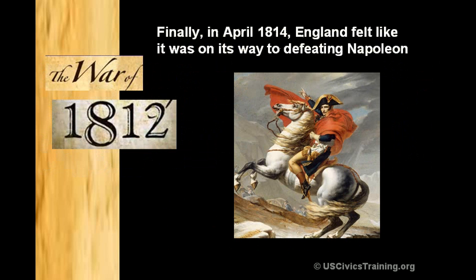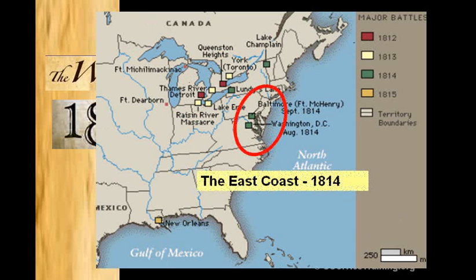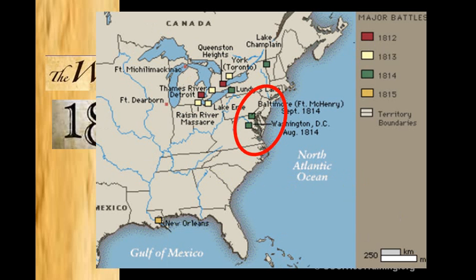But finally, in April of 1814, England felt like it was on its way to defeating Napoleon. At this time, they could begin to focus more closely on the east coast of the United States, and they had some plans in mind. And so in 1814, that's where the battles focused.